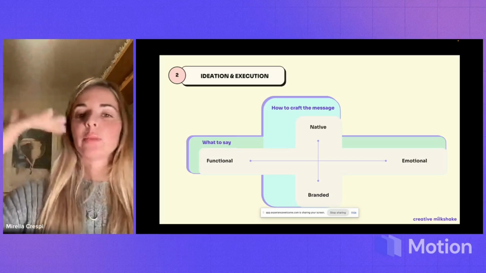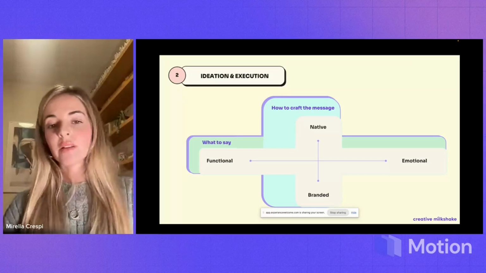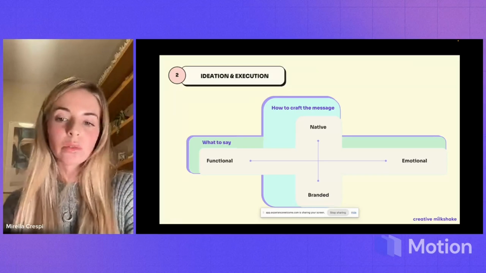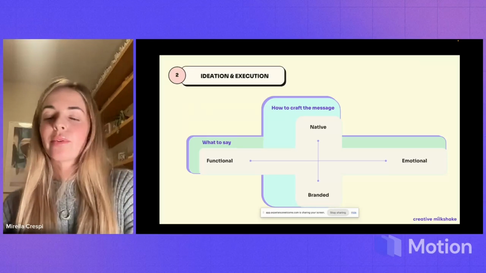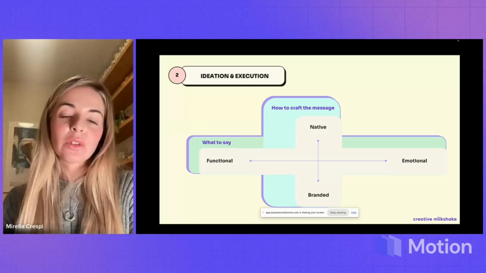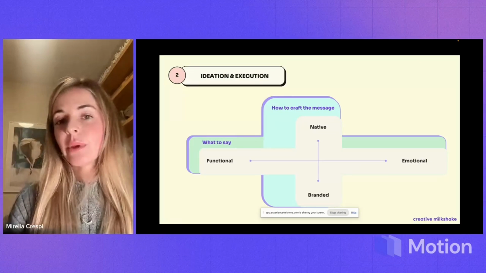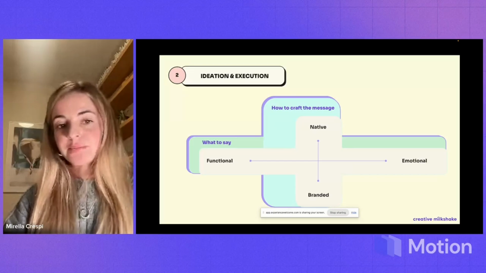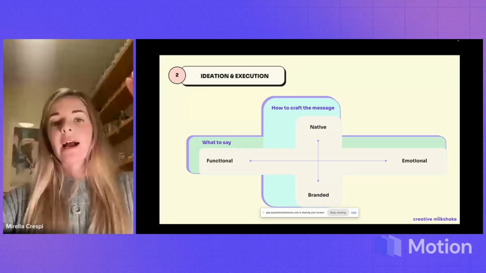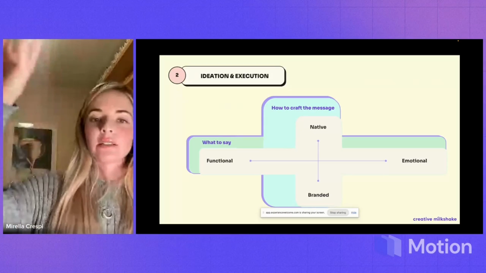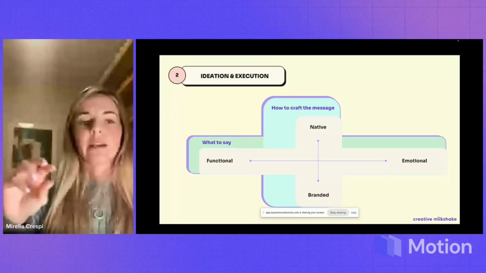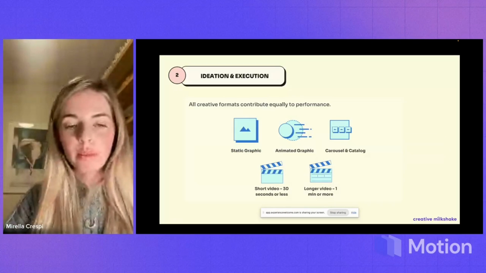And then, which point of view is it from? Is it from the brand's perspective? Is it, say, a founder story? Or are you highlighting the brand's values? Or is it more native and coming from the customer perspective? So aiming to have creatives that exist within all the different sides of this chart is really important.